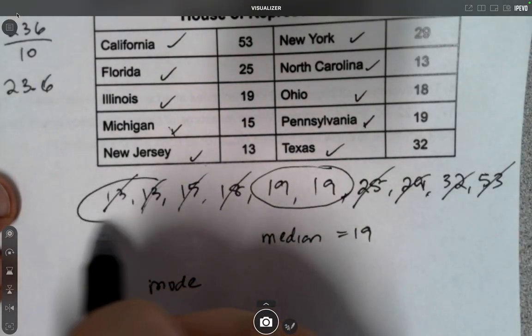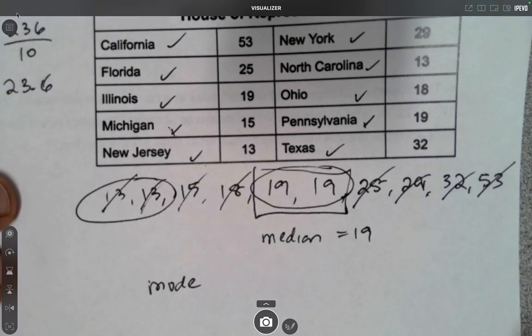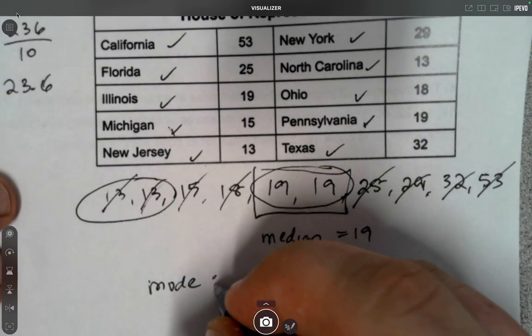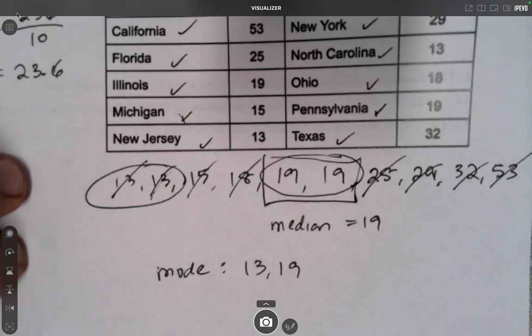So we see 13 appears twice and 19 appears twice. All the others appear just one time. So we have 2 modes. They are both 13 and 19.